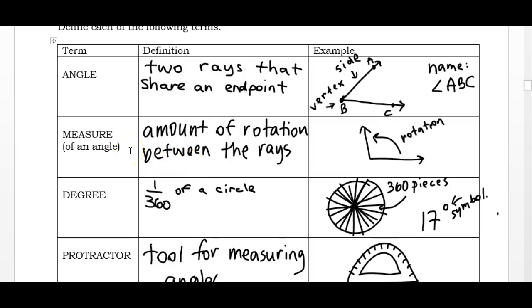The next word is measure of an angle. The measure of an angle is the amount of rotation between the rays. So when I start with my angle, however much I open it up, think about it rotating open, however much it turns open, that's the measure of the angle. We measure angles using degrees. A degree is 1/360th of a circle. So if you can imagine taking a circle, taking a pie, taking whatever, and slicing it up into 360 equal pieces, one of those itty-bitty tiny slices would be a degree. We have a symbol for degree. We just draw a little circle after the number that shows 17 degrees, or however many degrees we're talking about.